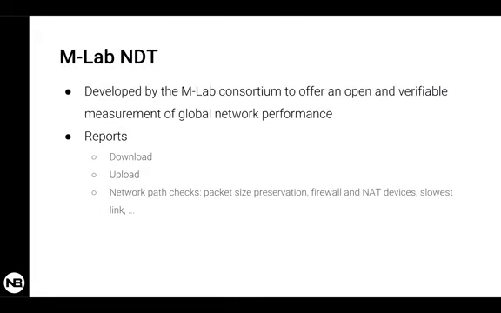The second is the M-Lab NDT. If you're not familiar, the M-Lab consortium's goal is to offer an open and verifiable measurement of global network performance. So it's very similar to speed test, but handled by this consortium. It will report not only the download and upload speed, but if you try the command line based tool, you'll see it also does network path checks, verifying things such as packet size preservation, firewall and NAT devices between the client and the server, and it also identifies the lowest link on the path.